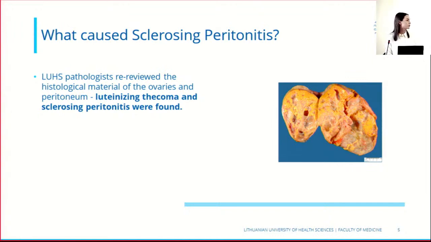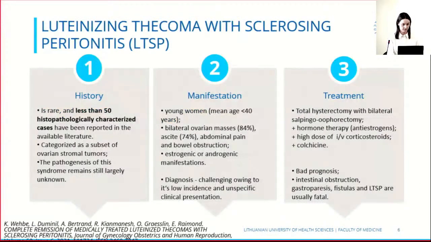And our Professor Kupčinskas had an idea that it might be caused by an ovarian stromal benign tumor, luteinized tecoma. So we asked our Kaunas Clinics pathologists to review the material from Klaipėda Hospital for ovaries, and they approved our suspicions that our patient has the rare disease, luteinized tecoma, and sclerosing peritonitis. And in this picture, we see how ovaries look if they are damaged by luteinized tecoma. In most of the cases, they are yellowish.